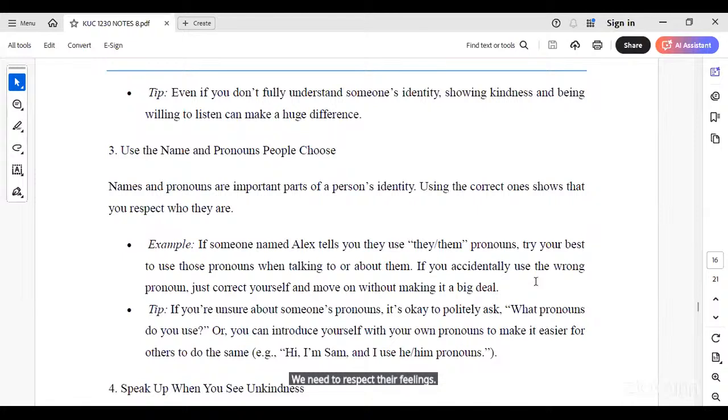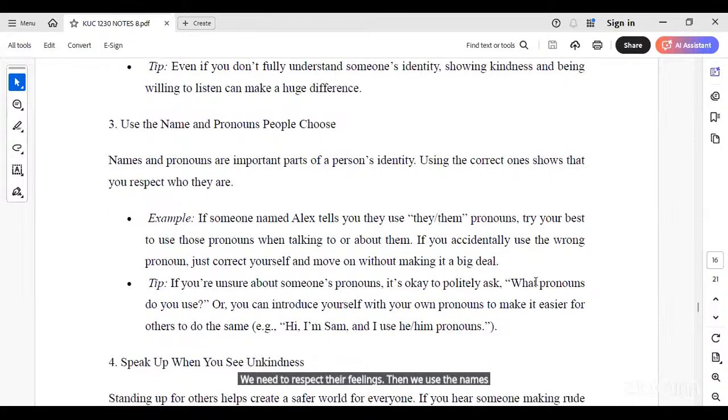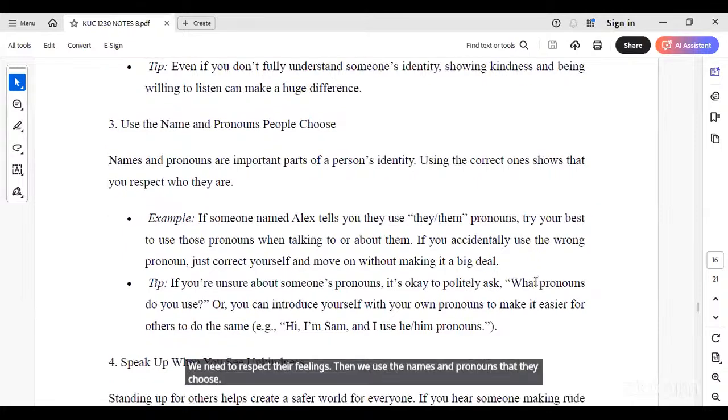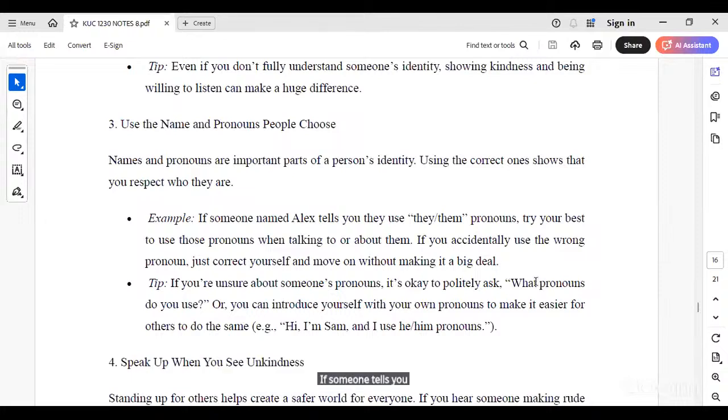Then we use the names and pronouns that they choose. If someone tells you, you know her from home, she was called Shirley and now she has come here and wants to be a man called Samson, call her Samson. Stop insisting that we come from home with you and you are called Shirley, you have come here. No, that is her choice.